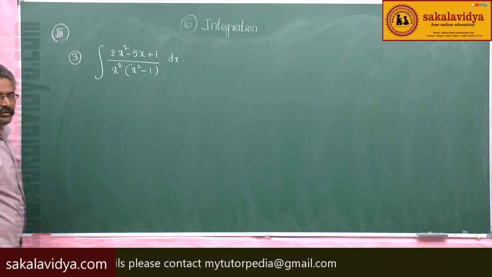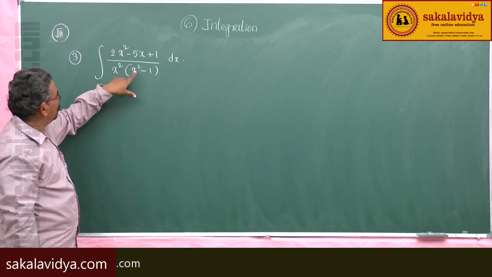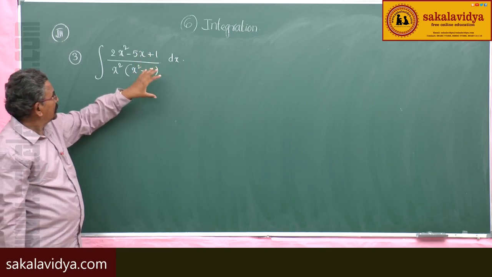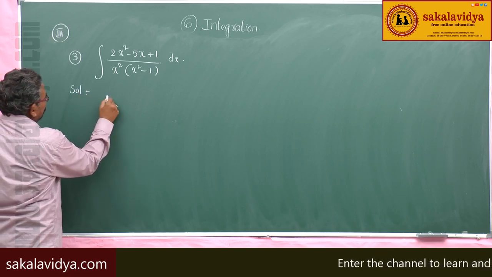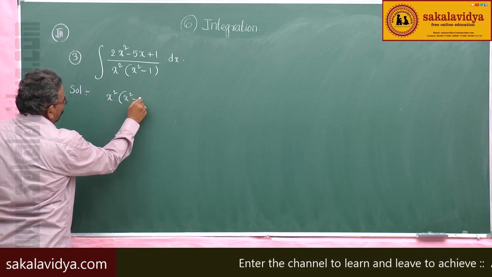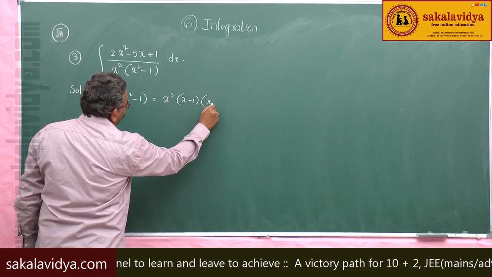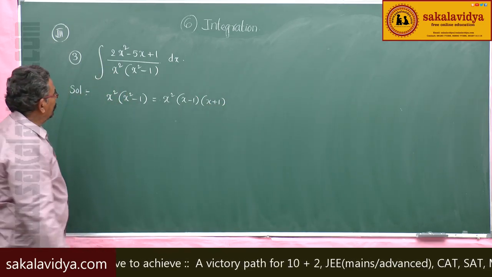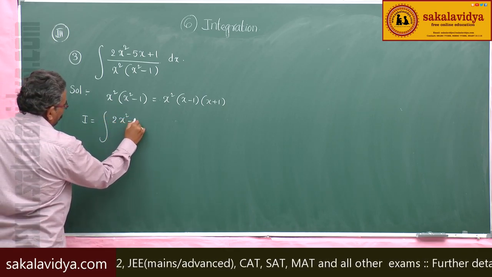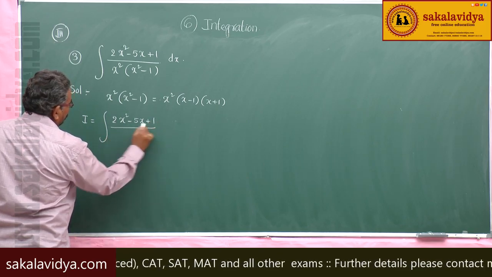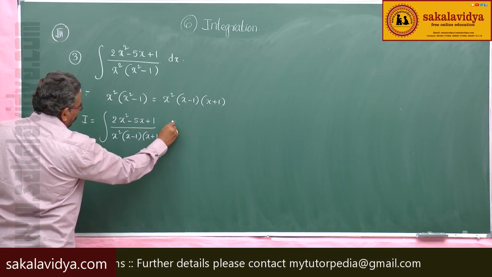See, in this problem, in the integrand the numerator degree is 2 and the denominator degree is 4. This is a proper fraction, so directly we can find the partial fractions. In this case, x² into x² − 1 can be written as x² into (x − 1) into (x + 1). So, let us say I equals the integral of (2x² − 5x + 1) / (x²(x − 1)(x + 1)) dx.